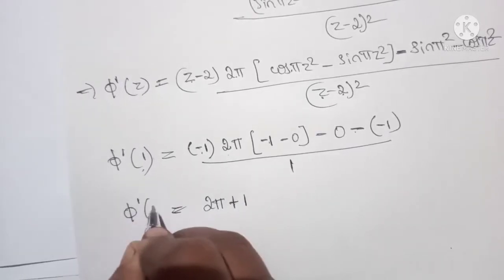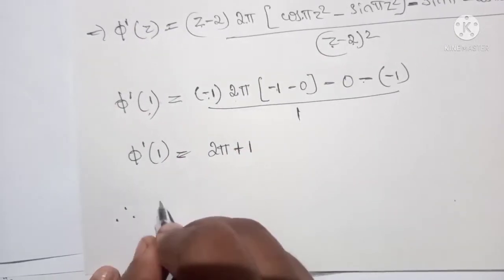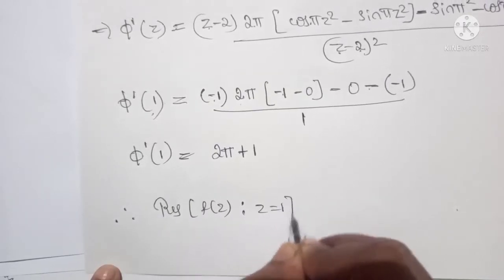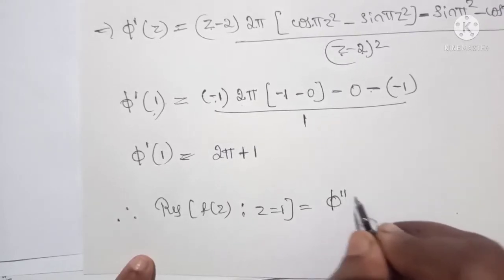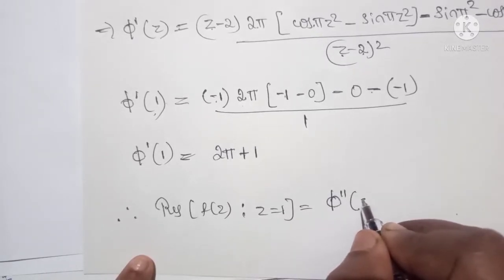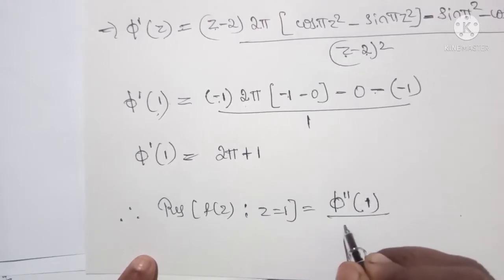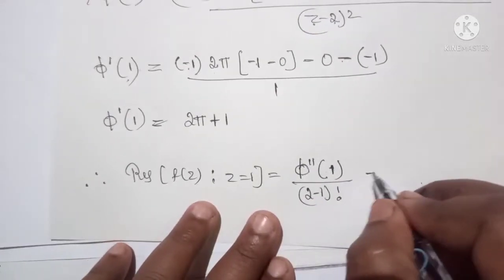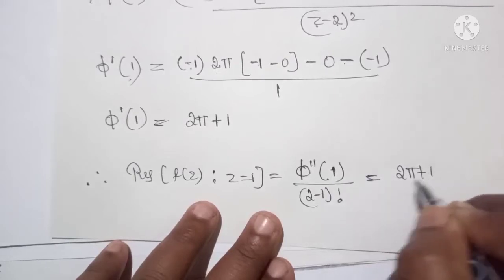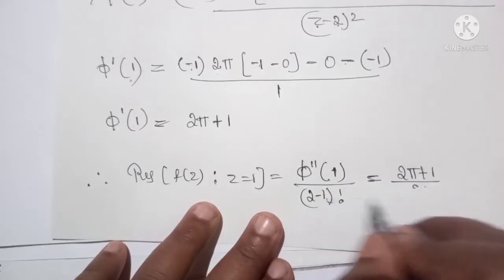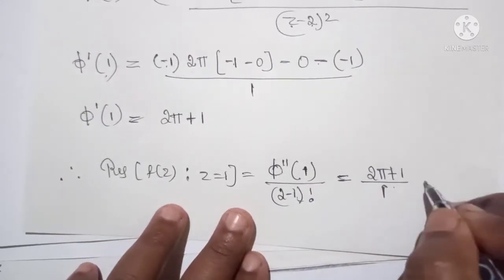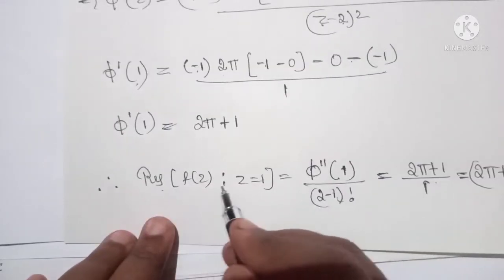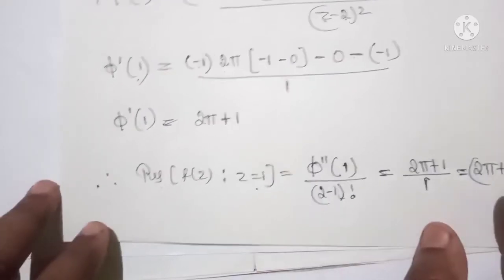So phi dash of 1. Therefore, the residue of f of z at z equals 1 is phi double dash of z at 1 divided by 2 minus 1 whole square factorial, which equals 2 pi plus 1 divided by 2 minus 1, that is 1 factorial, which equals 1. So simply we write it as 2 pi plus 1. So this is the residue of f of z at z equals 1, because it is of order 2.